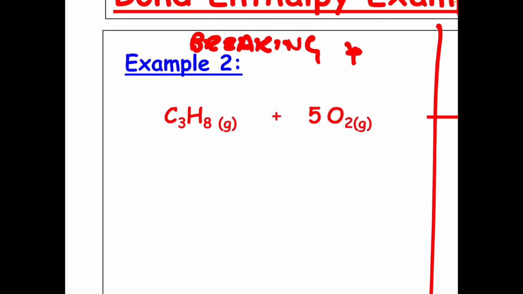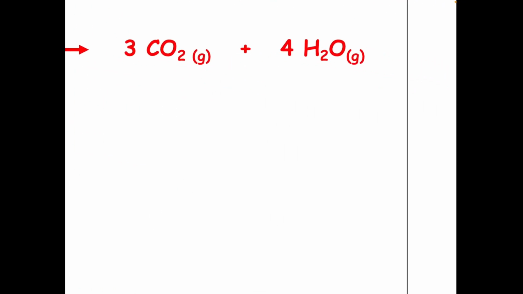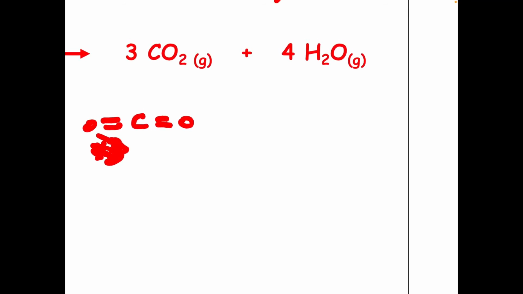So our C3H8 is going to look like this. And our O2 will look like this, but we've got 5 of it. This side, our CO2 is going to look like this, but we've got times 3. Just score that out, that's neater. And then H2O times 4.